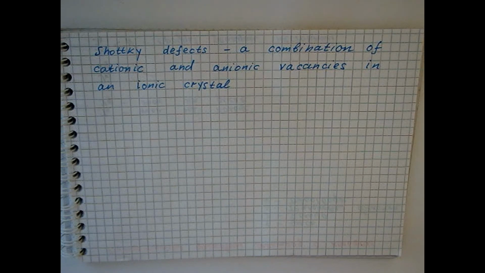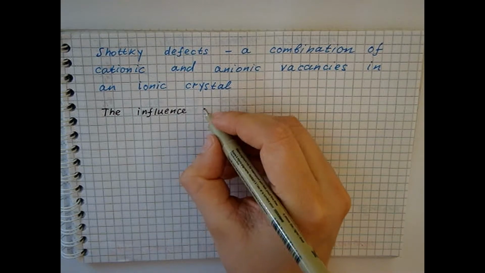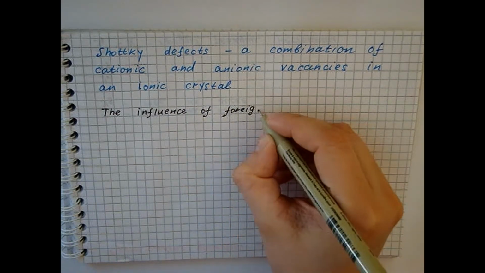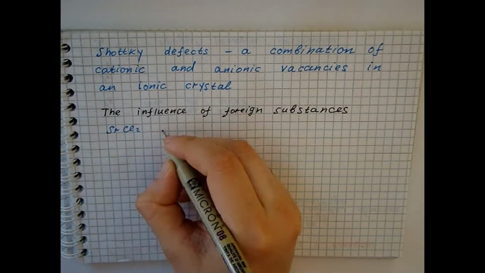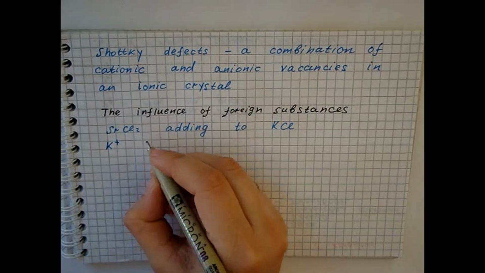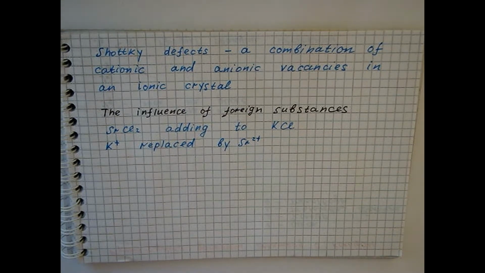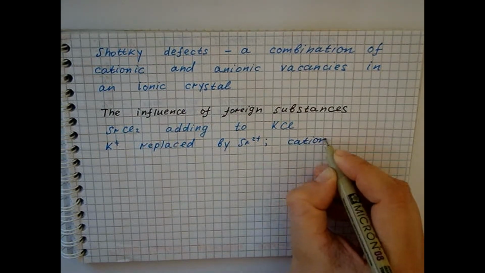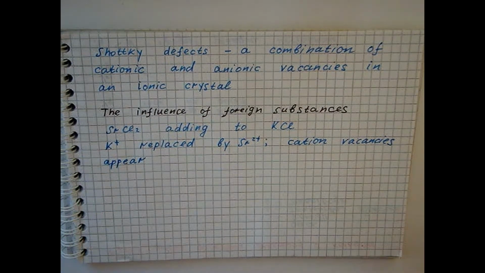Lattice violations also arise with the addition of foreign substances. For example, when adding strontium chloride to potassium chloride, some of the potassium ions at the lattice sites are replaced by strontium ions. Since the strontium cation carries a higher positive charge, the corresponding number of cation vacancies must appear in the crystal for the condition of electroneutrality to be fulfilled.